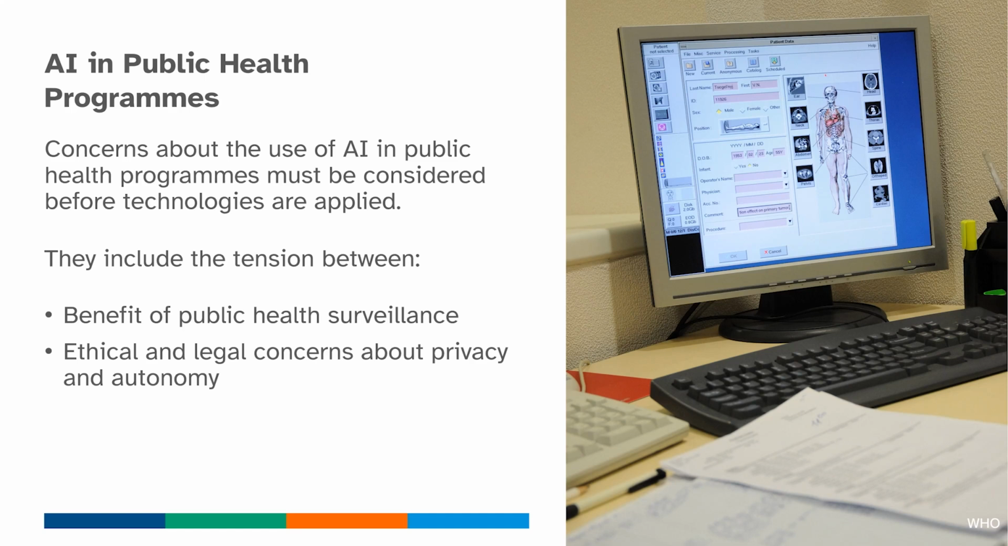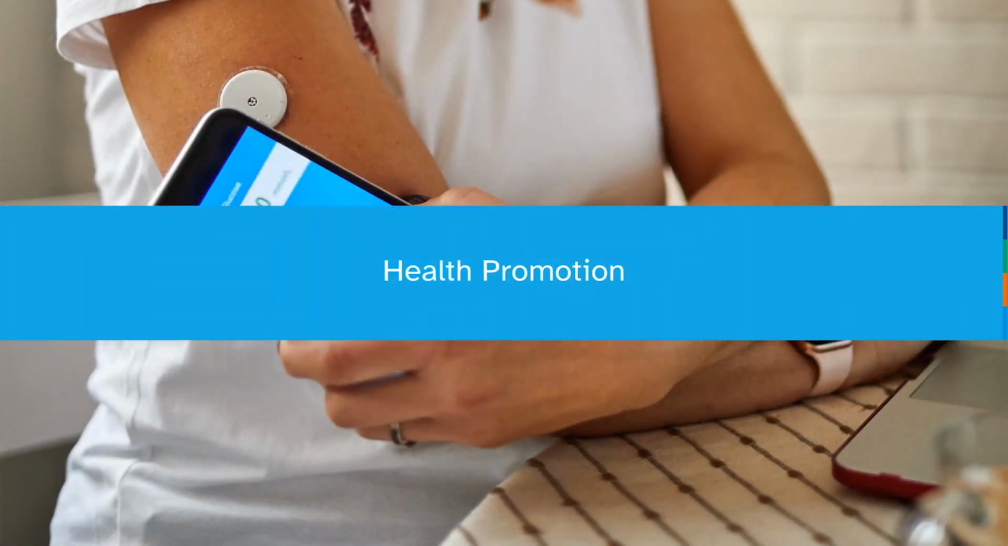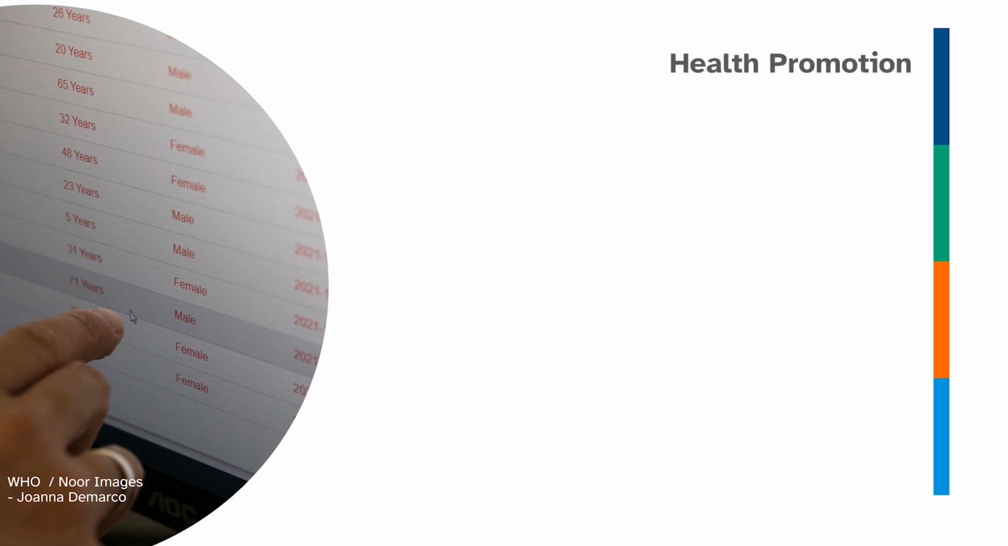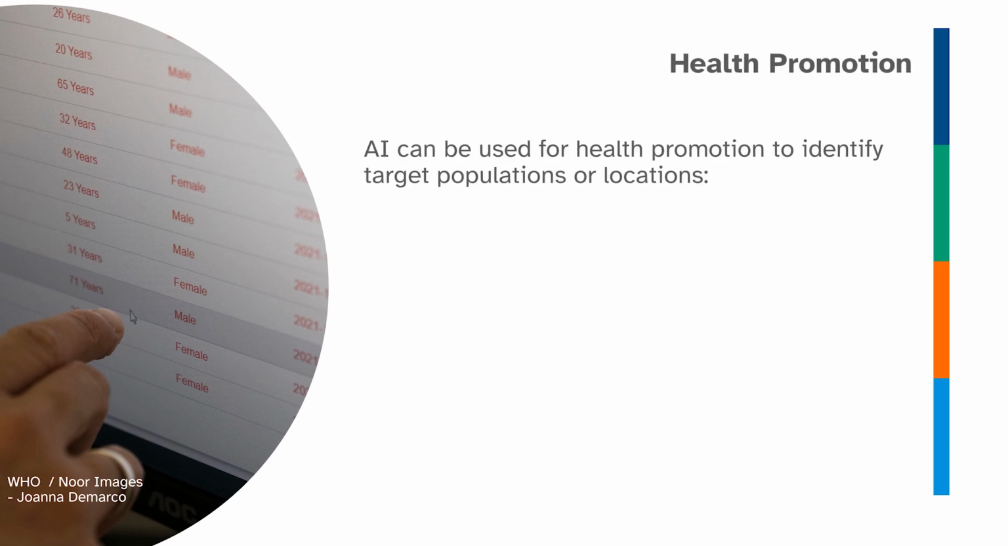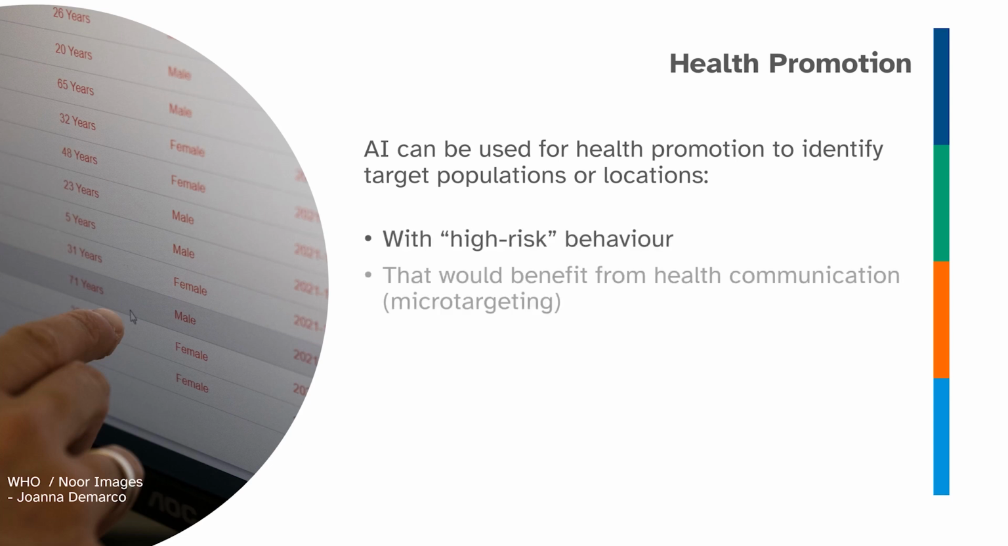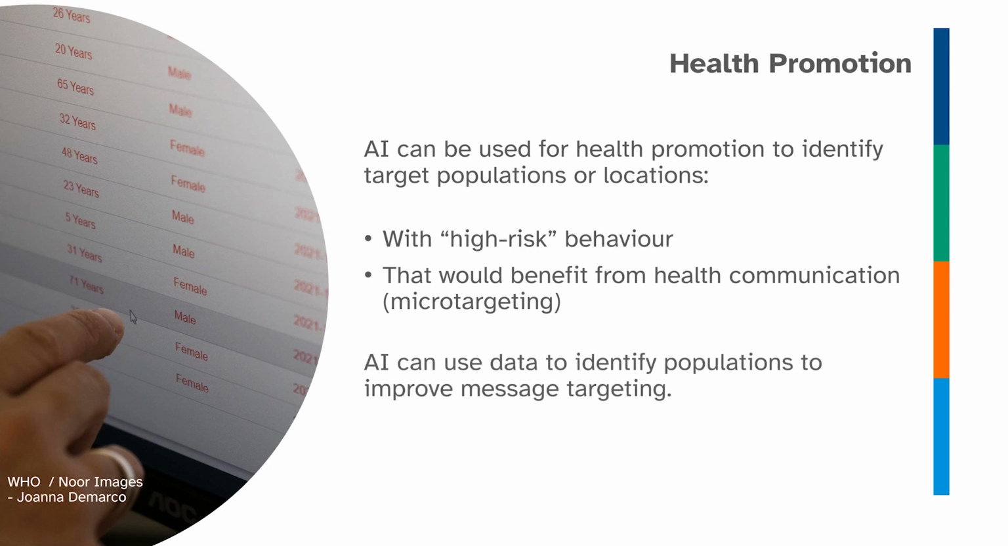Let's start by looking at how AI can be used for health promotion. Health promotion. AI can be used for health promotion to identify target populations or locations with high-risk behavior, populations that would benefit from health communication and targeted messaging, or micro-targeting, such as those with low levels of health literacy. AI programs can use different forms of data to identify these populations to improve message targeting.